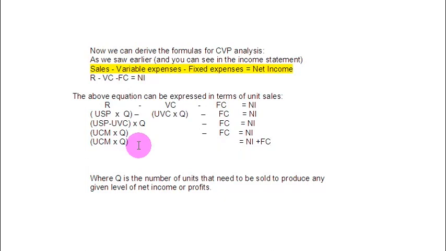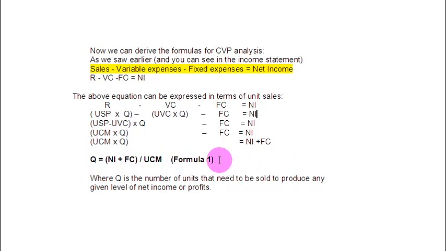Next step is to just do some simple algebra, and I'm going to remove fixed costs from the left-hand side and add it to the right-hand side of the equation. So I'm basically adding fixed costs to both sides of the equation. It disappears from the left, and now I have this formula. And that basically gets us there. From here, all I do is divide both sides of this by unit contribution margin. So that leaves me with quantity, Q, equals net income plus fixed costs divided by unit contribution margin. I've taken this and divided both sides by unit contribution margin.